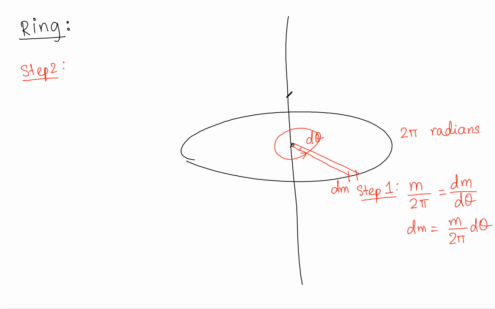What is the axis of rotation? This is your axis of rotation. What is the distance from the axis of rotation? Radius of the ring, R. So you will write dI is equal to R square dm. Is the distance different for different masses? No. It's a ring. All the points on the ring, they are at the same distance from the center. So R is the same for all of the masses. किसी में कोई फर्क नहीं है. सबके लिए R same है. So you will write R square multiplied by dm. So dm is how much? M divided by 2 pi multiplied by d theta. So this is the value of dI.